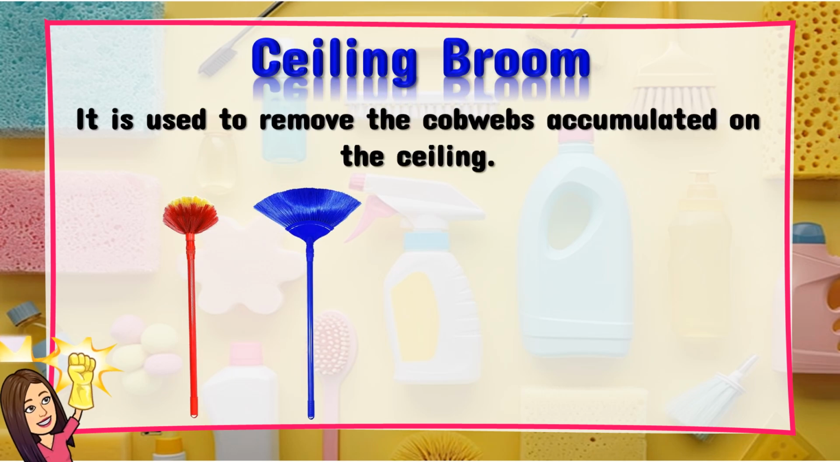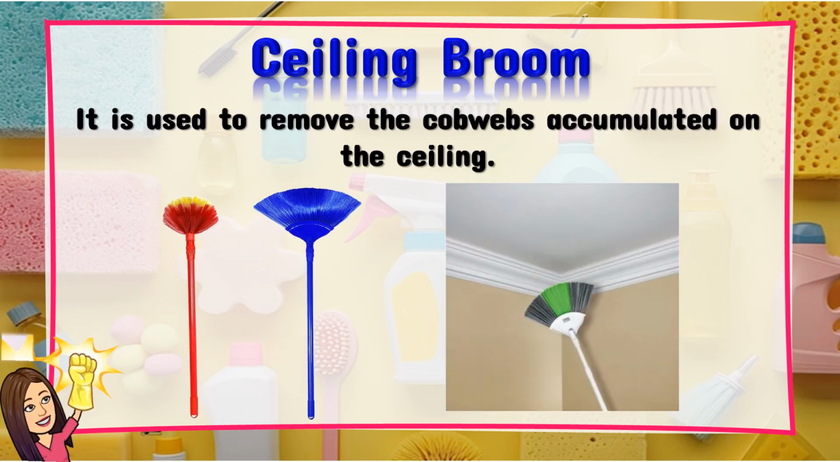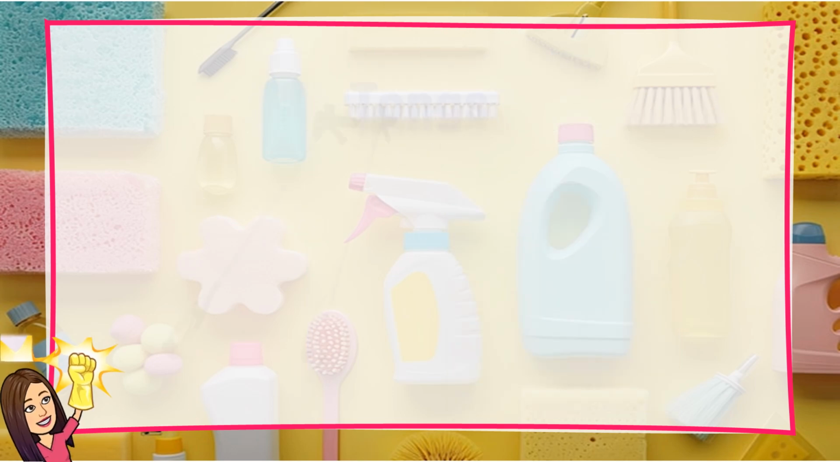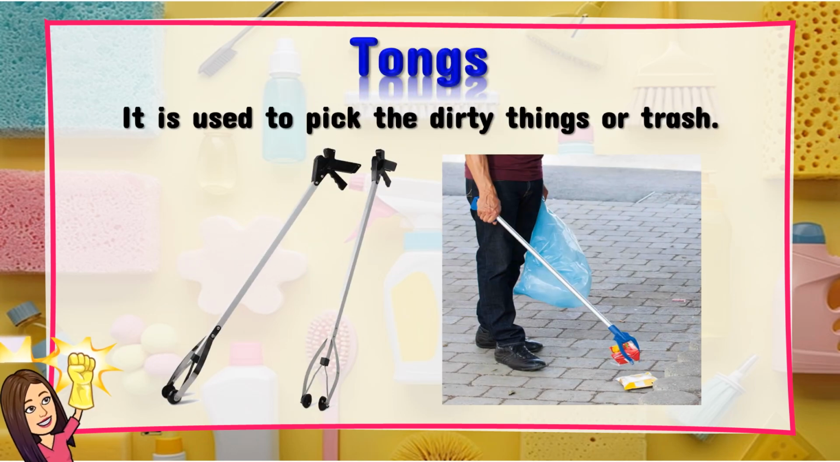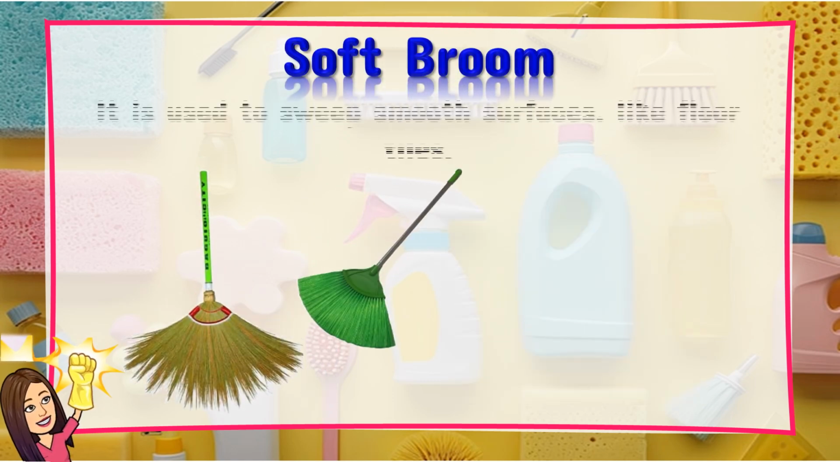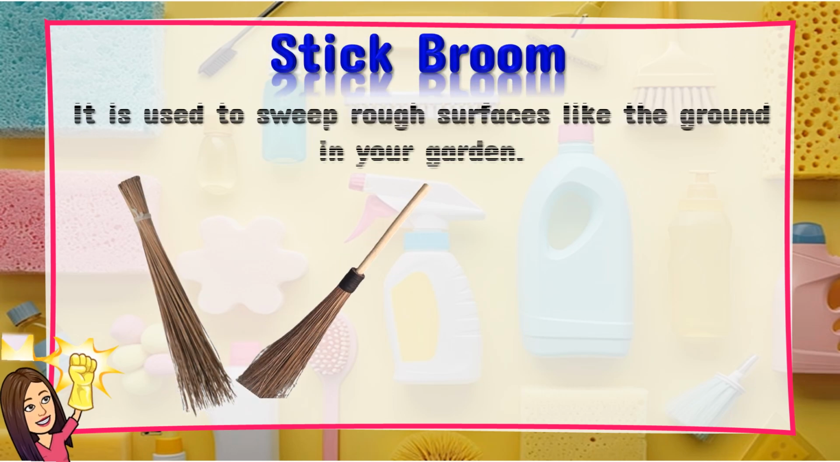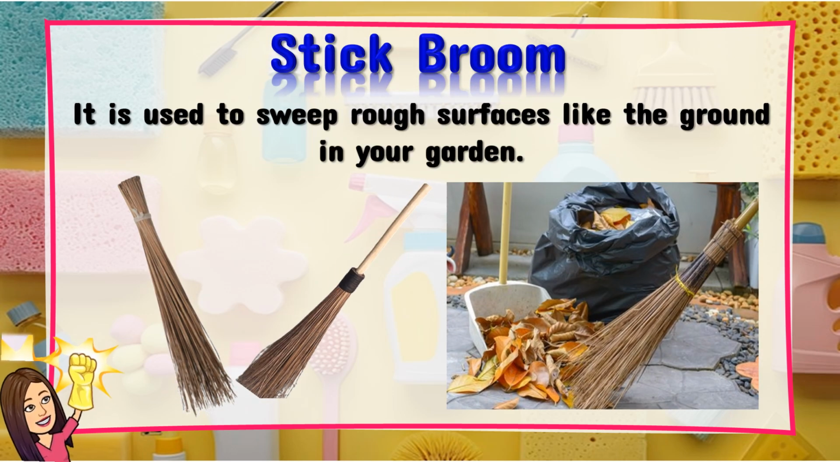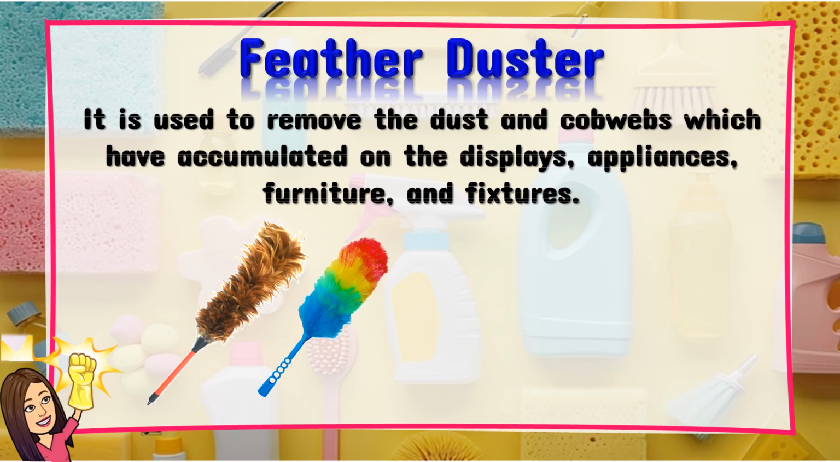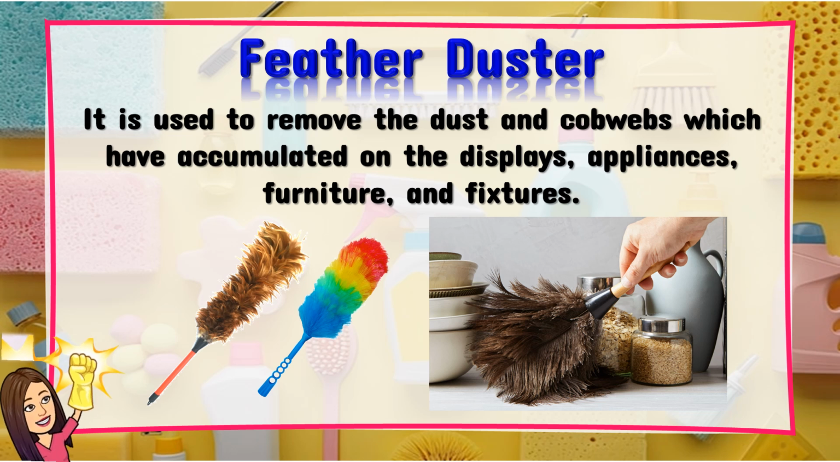Ceiling broom. It is used to remove the cobwebs accumulated on the ceiling. Tongs. It is used to pick the dirty things or trash. Soft broom. It is used to sweep smooth surfaces like floor and tiles. Stick broom. It is used to sweep rough surfaces like the ground in your garden. Feather duster. It is used to remove the dust and cobwebs which have accumulated on the displays, appliances, furniture, and fixtures.